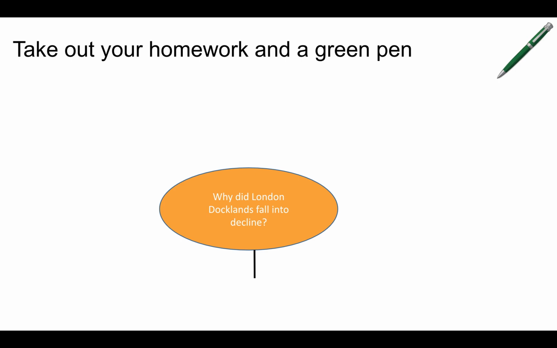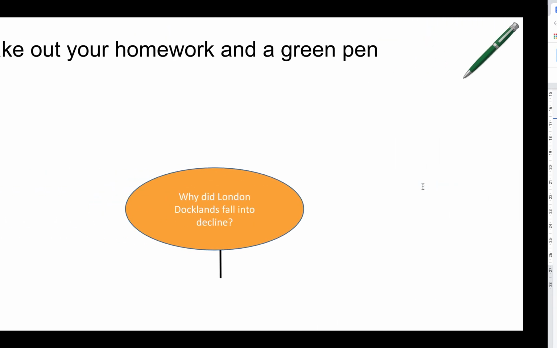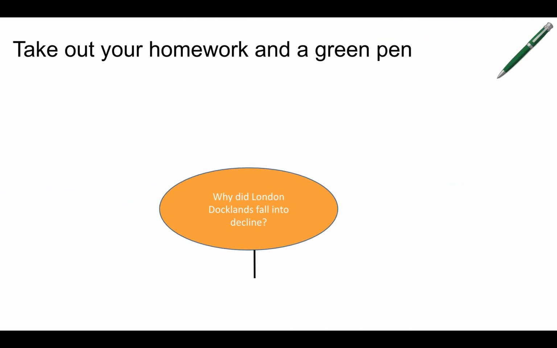So back to your homework then, thinking about why did London's Docklands fall into decline? What were some of the reasons that we had in that article that I showed you, this article here? So some of the reasons that you should have had in your bullet points then, please, just double check those, add them in green pen if you don't have them.